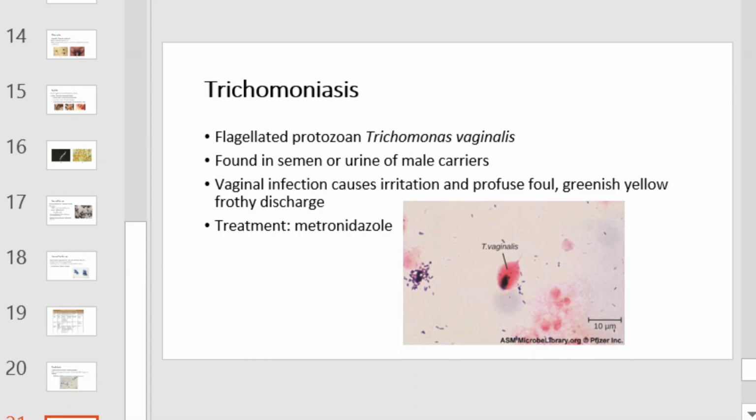Trichomoniasis. Trichomoniasis is caused by a flagellated protozoan, Trichomonas vaginalis. The protozoan can be found in semen or urine of male carriers. Vaginal infection causes irritation and a profuse, foul, greenish-yellow frothy discharge. It can be treated with metronidazole.